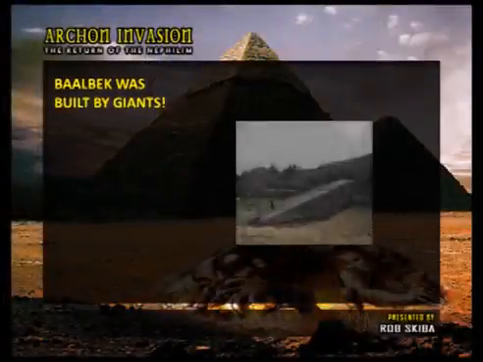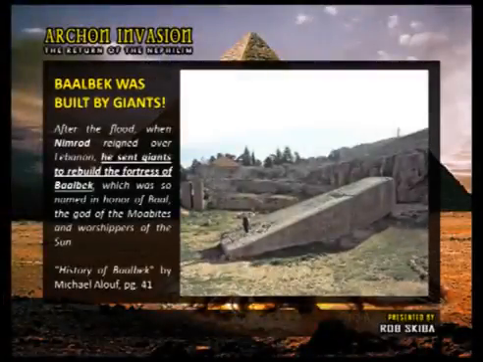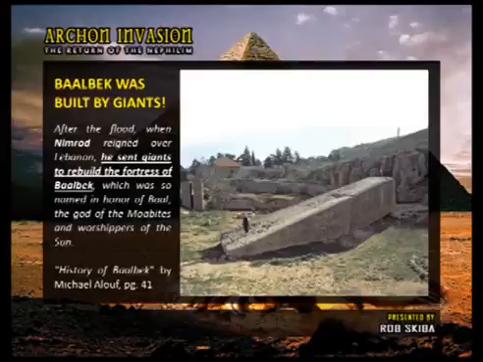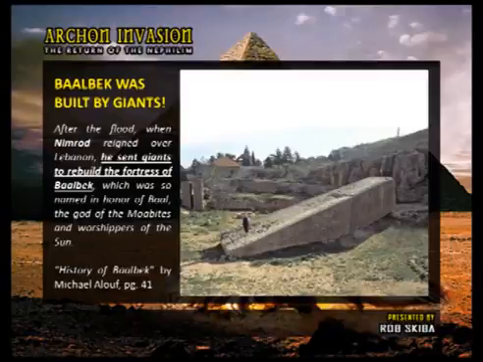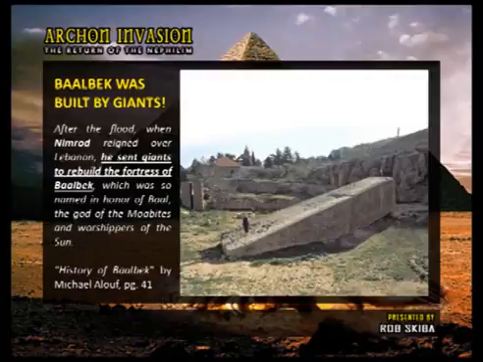And I found this quote from an individual by the name of Michael Alouf, page 41 of his book, History of Baalbek. He says, "After the flood, when Nimrod reigned over Lebanon, he sent giants to rebuild the fortress of Baalbek, which was so named in honor of Baal, the god of the Moabites, and worshippers of the sun."